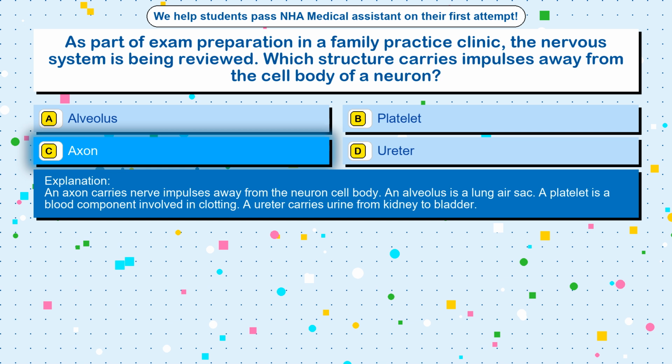An alveolus is a lung air sac. A platelet is a blood component involved in clotting. A ureter carries urine from kidney to bladder.